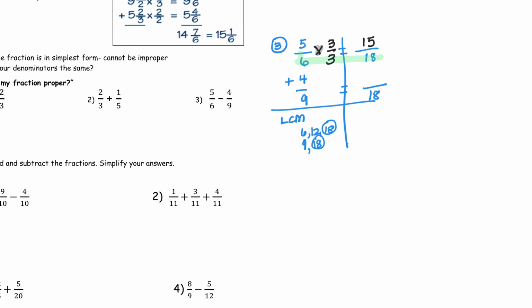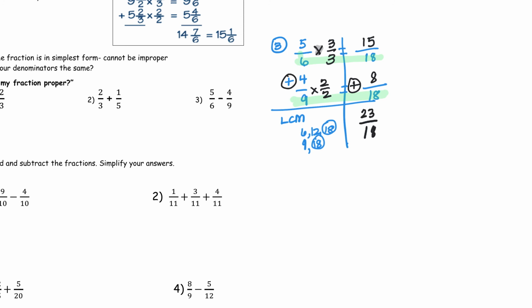For 4/9, the next part, what am I doing here? I'm rewriting this as an equivalent fraction with the denominator of 18. How do I do that? I multiply by 2 over 2. Why? Because 9 times 2 is 18. 4 times 2 is 8. Now I'm all set. I have equivalent fractions. I can combine them. So the next thing is 15 plus 8 is 23 over 18.